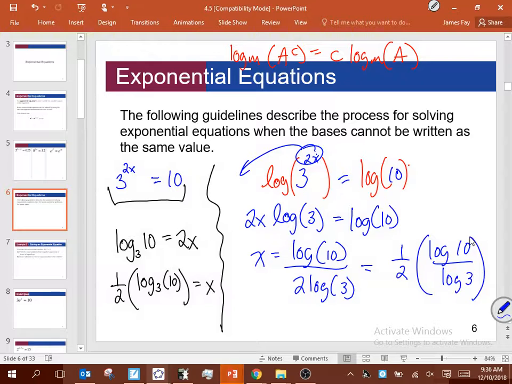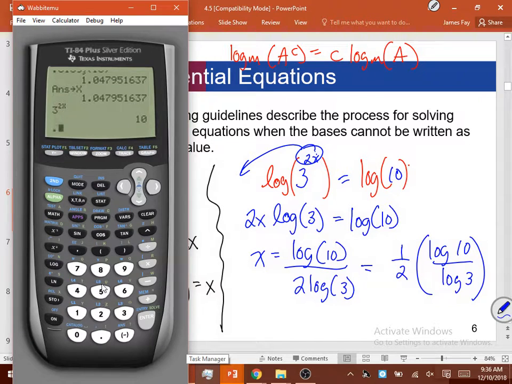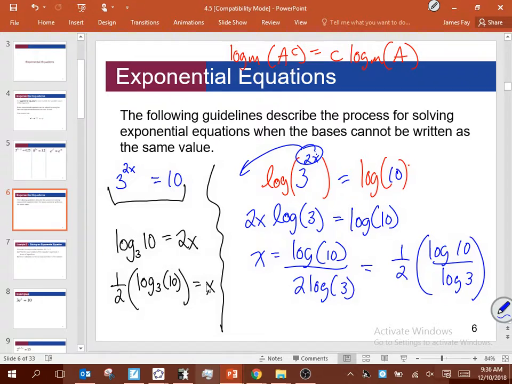And my question to you is, is that the same? I guess the quick way to check is just to grab my calculator and say, if I take 0.5 times log of 10 divided by log of 3, do I get the same x value of 1.0479? And absolutely I do, right? So the argument is, why are these two things the same? Why are those two things the same?